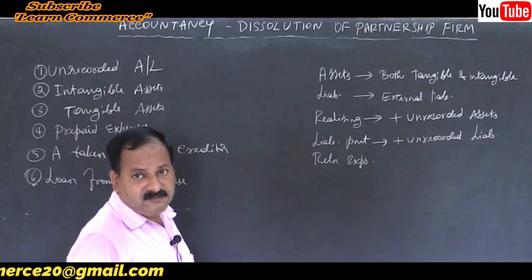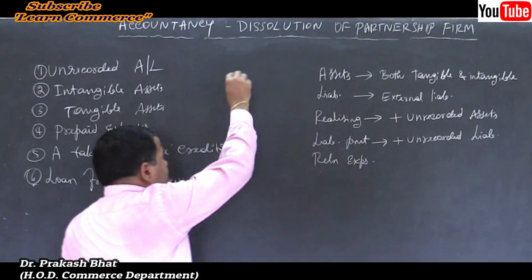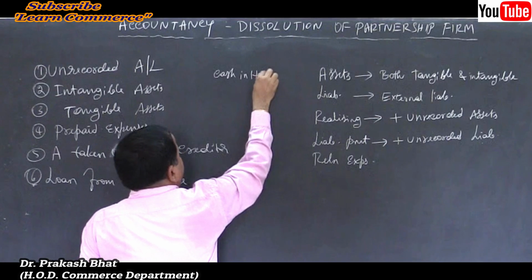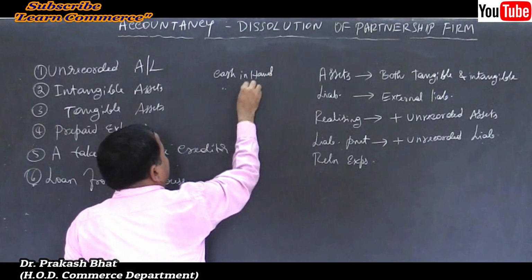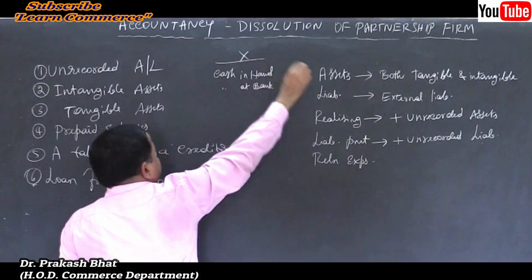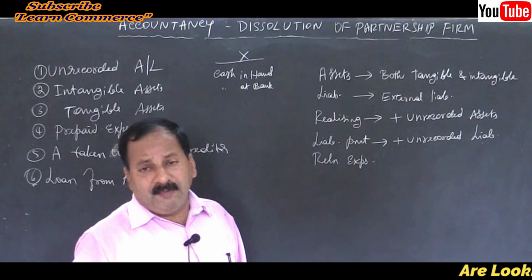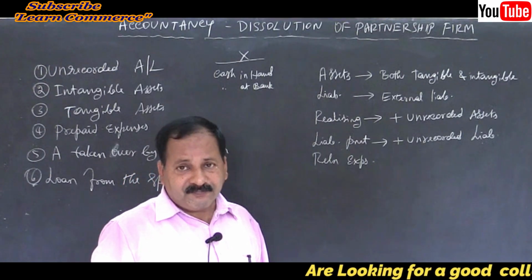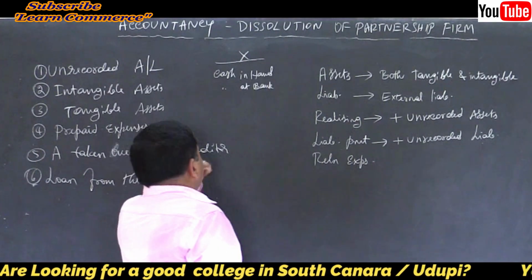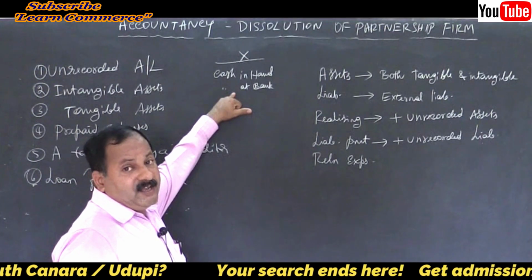Then, which should not be transferred? Cash in hand, cash at bank. Cash in hand, cash at bank should not be transferred because they themselves are the most liquid assets which cannot be sold in the market. We cannot sell these assets in the market. So, we should not transfer these assets to realization account.